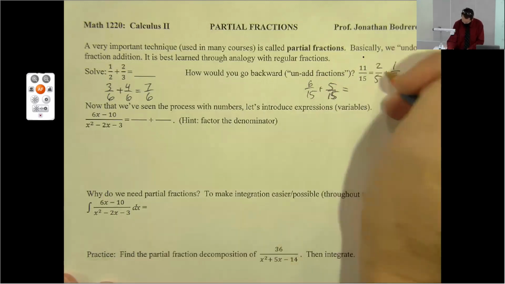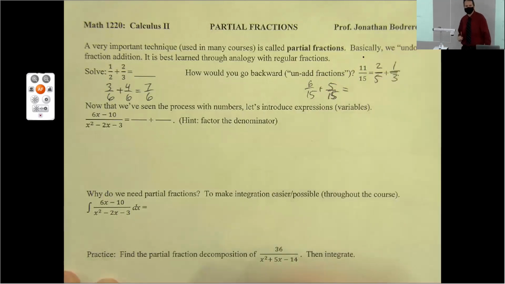Okay. So we're going to be doing the exact same thing, but instead of just with real numbers, with basic fractions, we're going to play with algebraic expressions. Okay? Yay, we can do this.